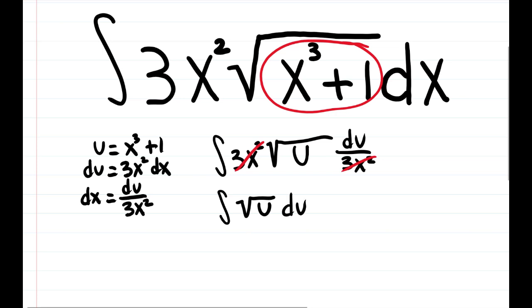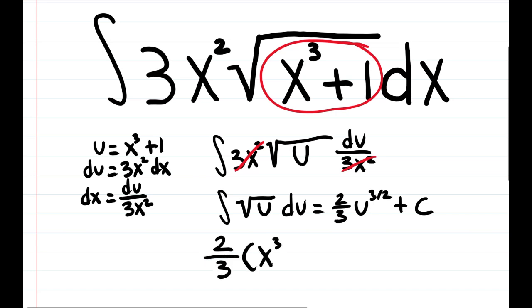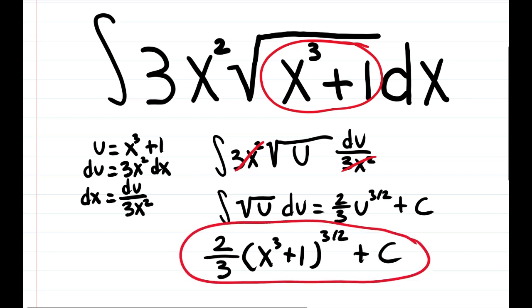And just using the power rule, we know that this is equal to 2/3 u to the power 3 over 2 plus c. And the final step to get our final answer is to plug in u. And we know that u is x cubed plus 1. So our final answer is 2/3 times x cubed plus 1 to the power of 3 over 2 plus c. And that's one example of how to do U-substitution.